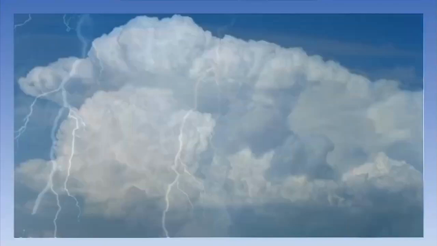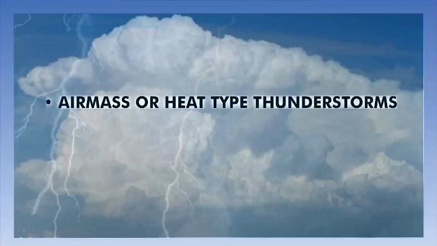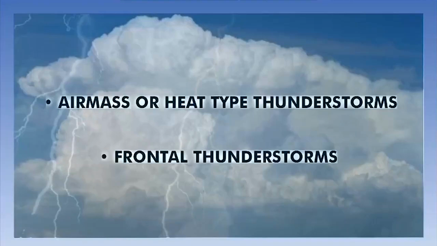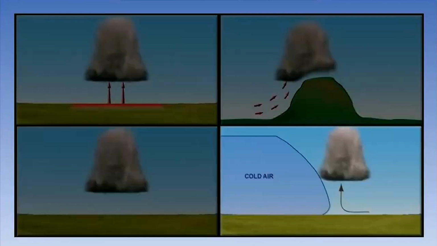There are generally two different types of thunderstorms. Ones that occur in a single air mass, most common in summer and occasionally spring or autumn months. And frontal thunderstorms, which are the more common type in winter. Let's take a look at these in a little more detail.